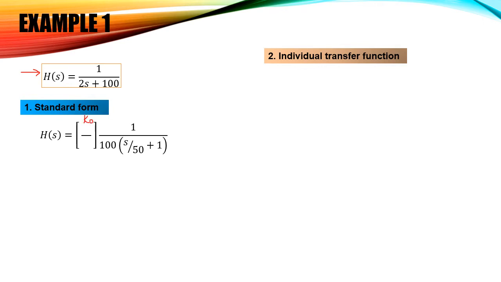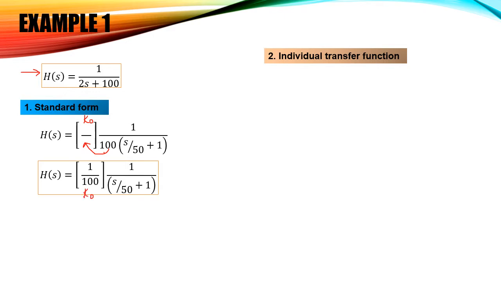You have to factorize the equation so that the s will be added by 1. In this case we took out the 100 as the factor, so the equation yields s divided by 50 plus 1 in the bracket. Now the 100 will be included in the constant. So you get the standard form transfer function with k0 as the constant, and you have the components on top and at the bottom.